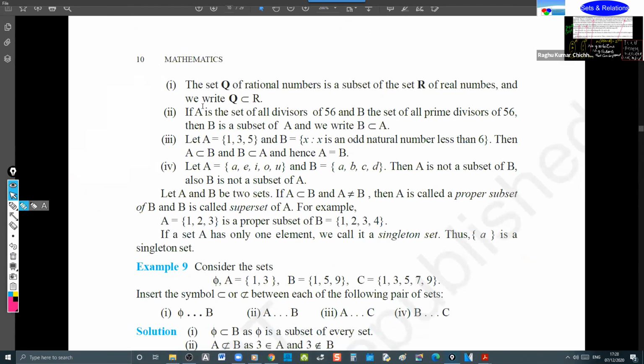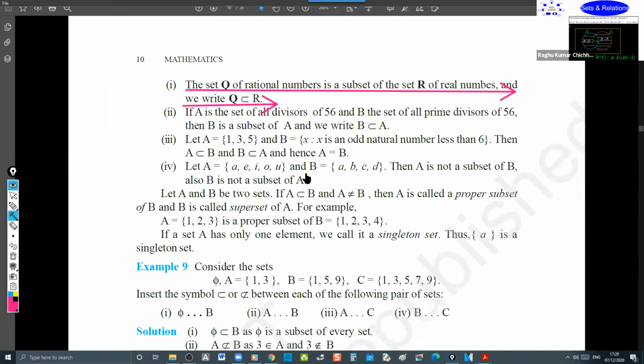Now the set Q of rational numbers. The set Q of rational numbers is a subset of the set R of real numbers, and we write Q is a subset of R. Like that you can understand. If you take the fourth one, A is equal to the vowels a, e, i, o, u, and B is equal to a, b, c, d, then A is not a subset of B. Also, B is not a subset of A.